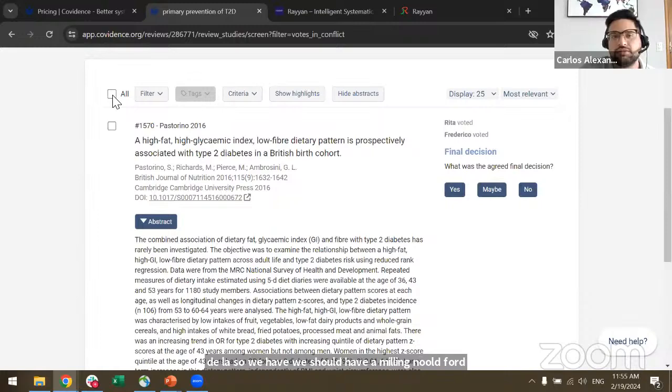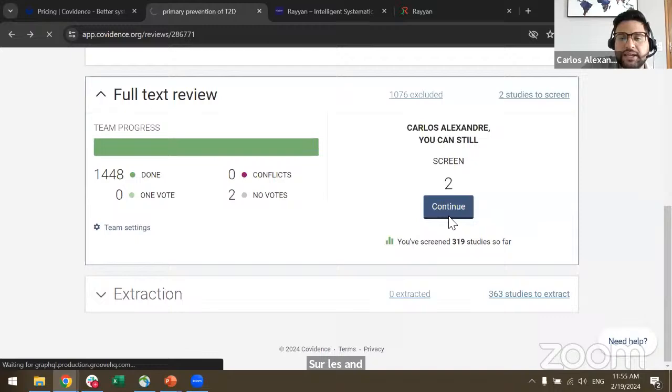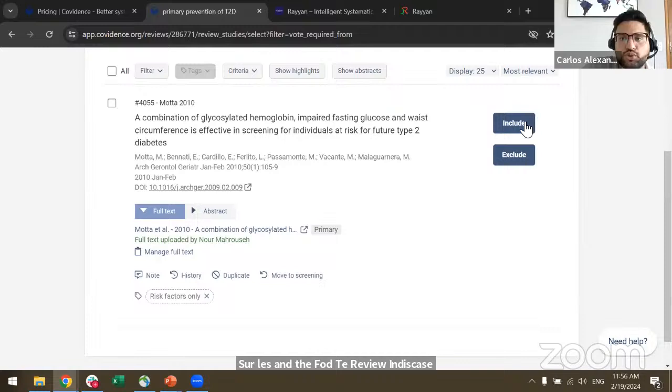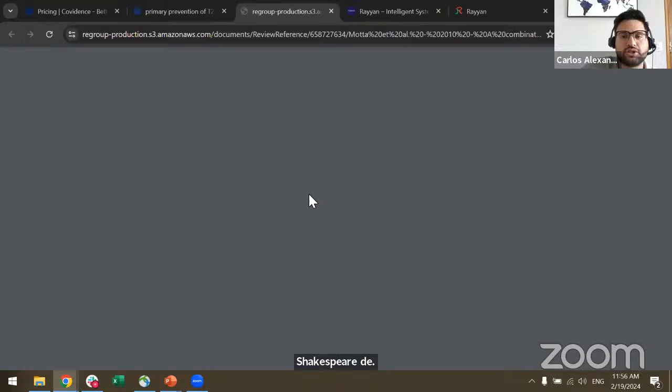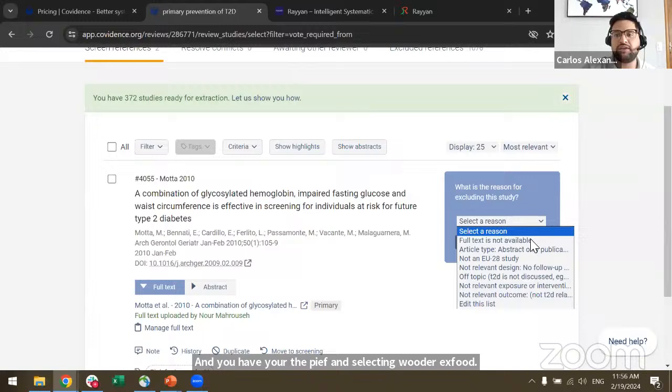So let's go back to the homepage. And then you have the full text review. In this case, we can check here the title and the option to include or exclude. And you have the PDF uploaded here, so you can open the PDF, check that, and select include or exclude. If you select exclude, we designed the platform for that, of course. We have the exclusion criteria here, which is amazing because you can customize everything.